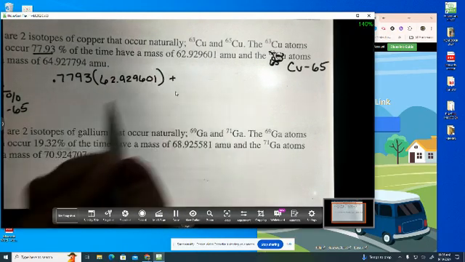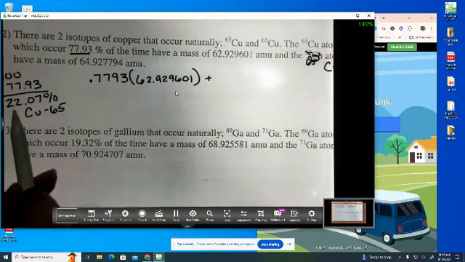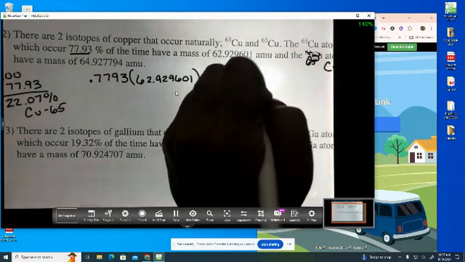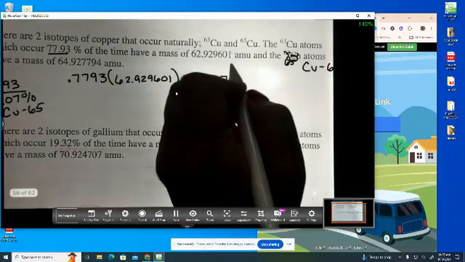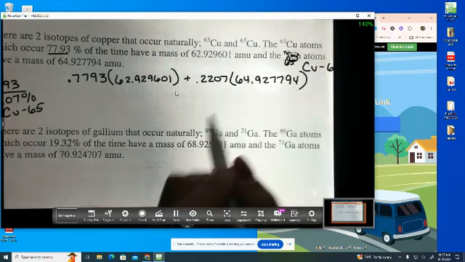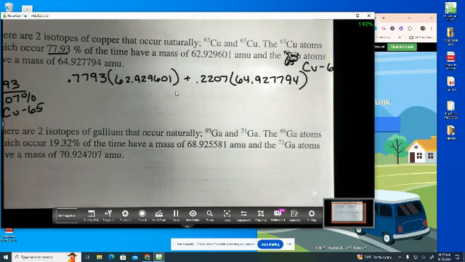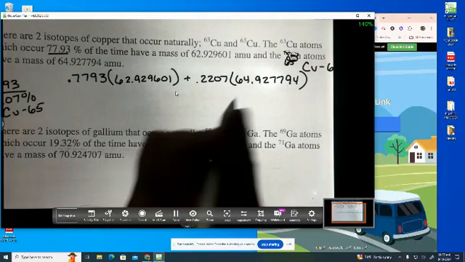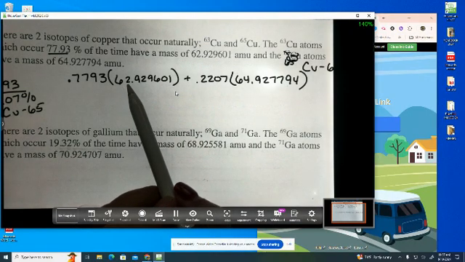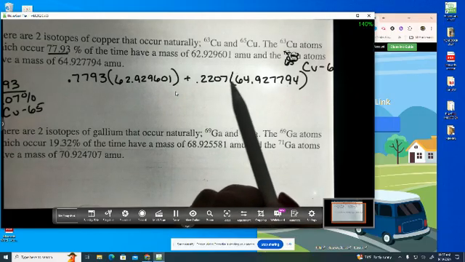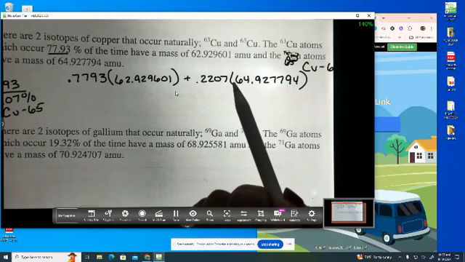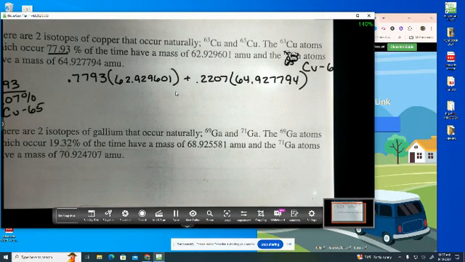Okay, and then we have to add to it 0.2207 times 64.927794, because that's the mass of copper 65. And then we do some fancy math. 77% of the time we had a 63, and 22% of the time we had 65. So my answer better be closer to 63 than it is to 65. See if you can get a number.